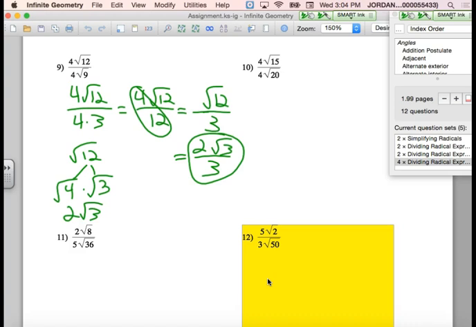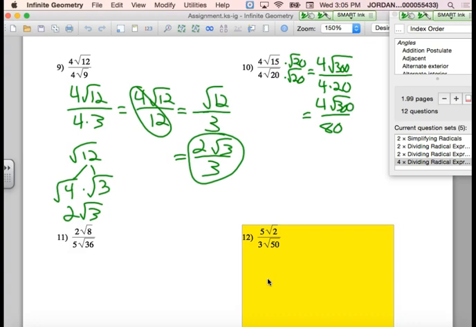All right, so let's look at number 10. This time, the radical on the bottom is not a perfect square. So we need to multiply by square root of 20 on top and bottom. Now up top, I have 4 square root of 15 times 20, which gives you 300. Then on bottom, I have 4, and then square root of 20 times square root of 20 is just 20. So on the bottom, that's really 80. Up top, I have 4 square root of 300.